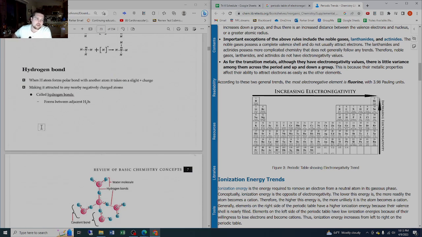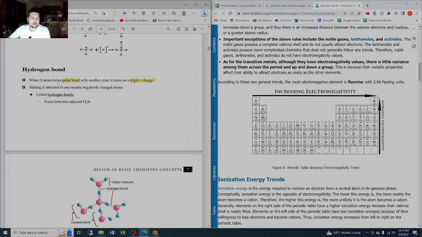Hydrogen bond: the hydrogen atom forms polar bonds. It's important to remember that. With a polar bond with another atom, it takes on a slight positive charge. A lot of these things are a little tedious, like memorization type things, which are really good to review. I would recommend taking all these little tidbits of information and putting them to the side, in a little review chart to go over a couple of times.